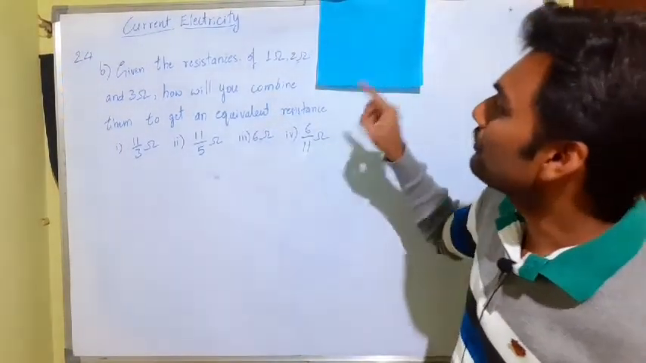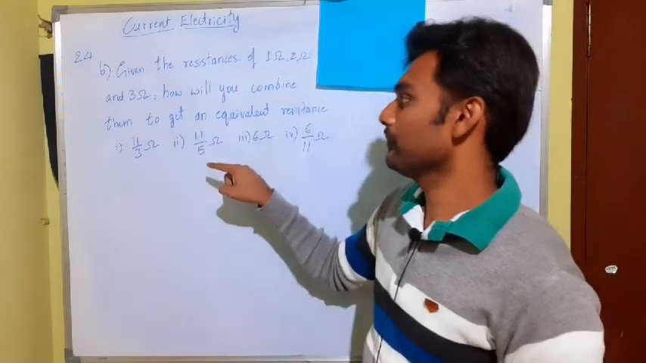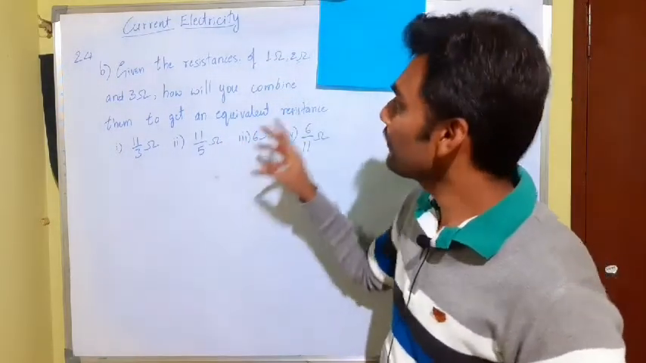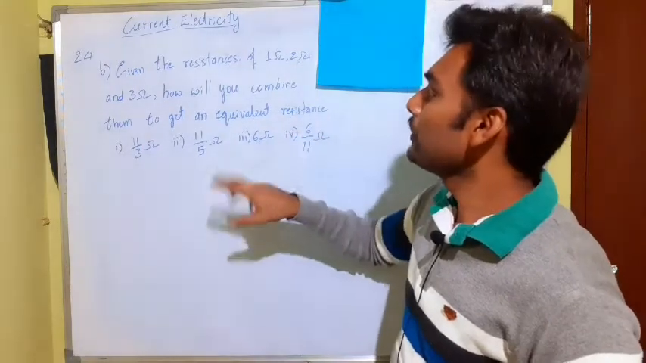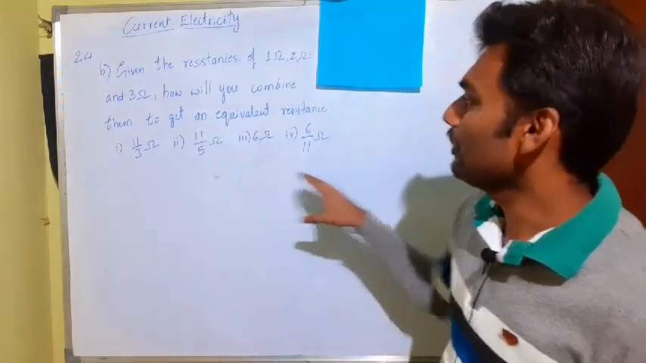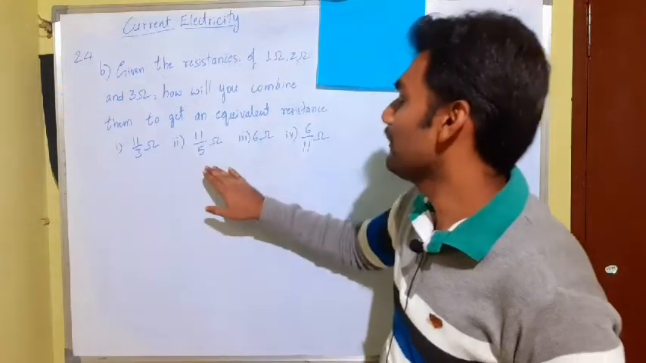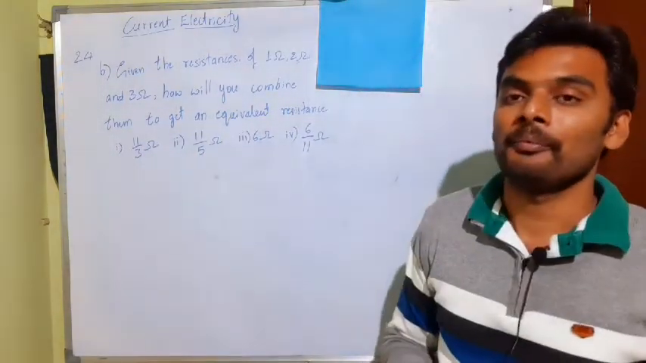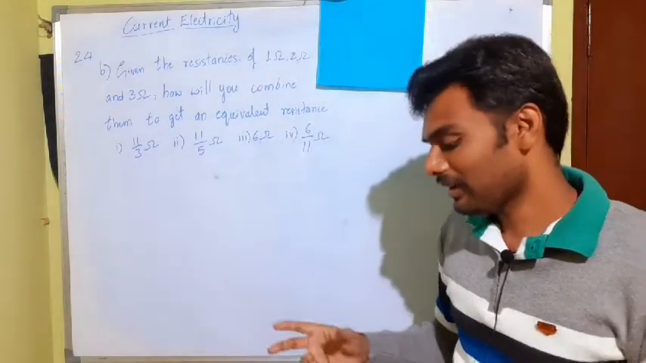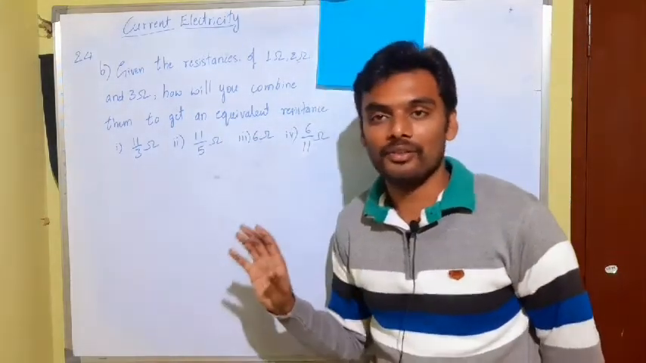Given the resistors of 1 ohm, 2 ohm and 3 ohm, 3 resistors, how will you combine them to get an equivalent resistance of 11 by 3 ohm, 11 by 5 ohm, 6 ohm, 6 by 11 ohm?